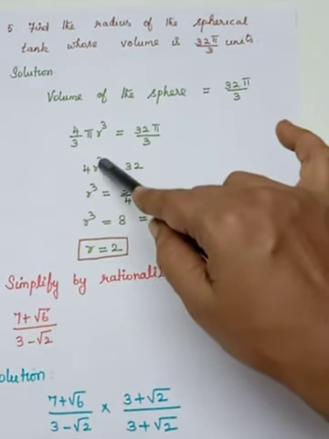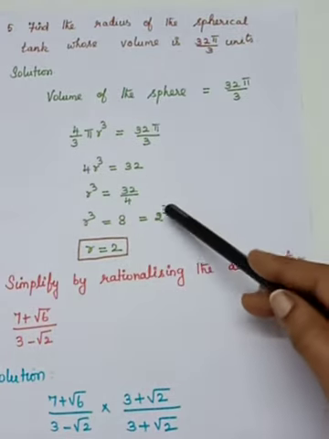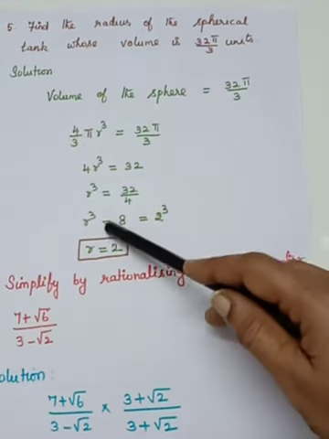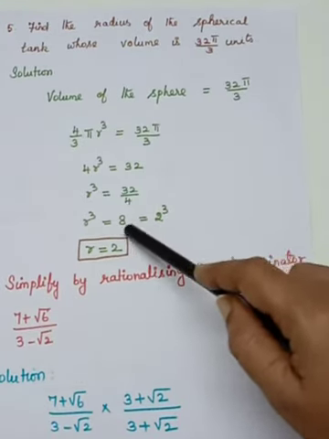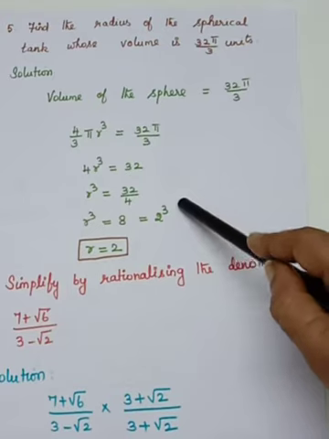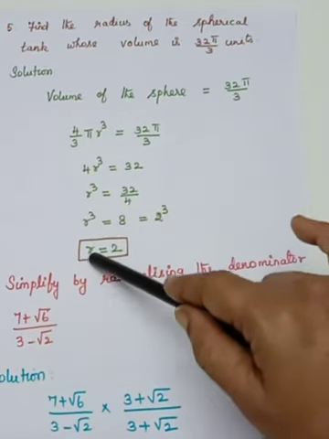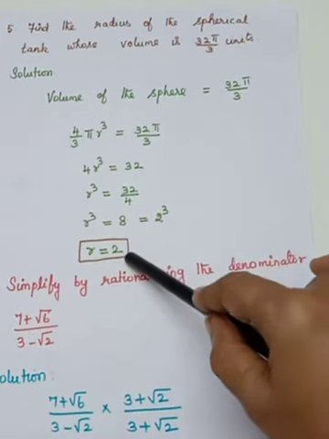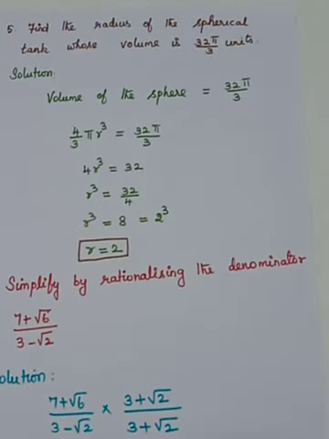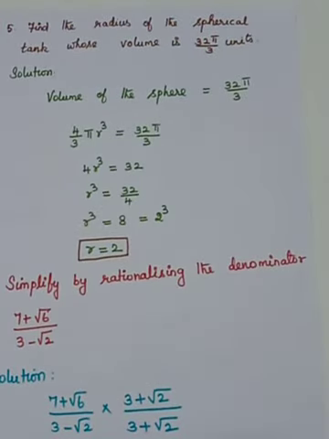This 4 is multiplied with r cube. When you take it to the right side, it is in division. So r cube is equal to 8. This 8 can be written as 2 cube. So the powers are the same. So in the place of r, what should be? 2 should be. So the radius of the spherical tank is 2 units.